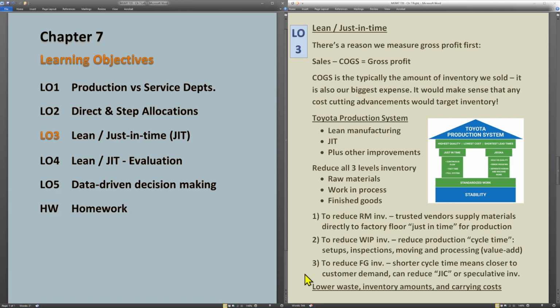In other words, rather than trying to build in anticipation of what the customer wants and maybe not gauging that correctly, the shorter your cycle time means that customers can demand stuff and you can almost build it right away, almost to customer demand. I mean, that's the idea.